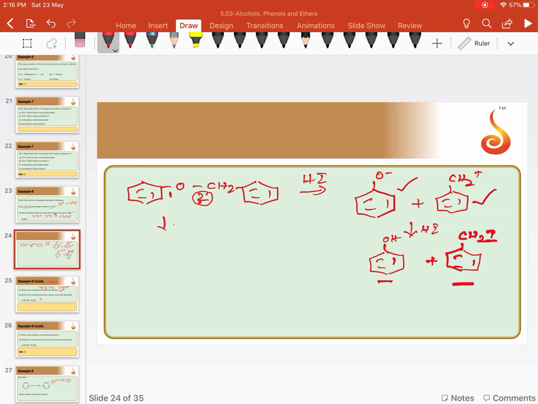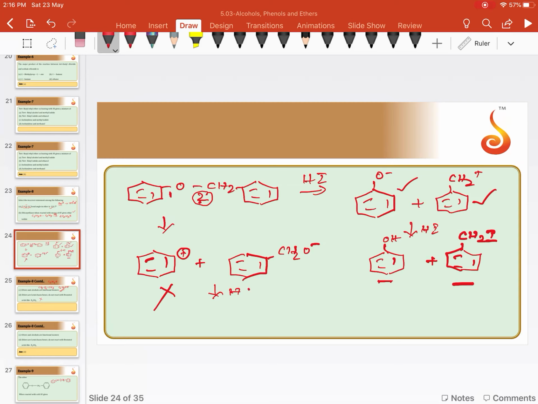Now let us see what happens if bond number 1 is cleaved. If bond number 1 is cleaved, I will get phenyl carbocation and this ion. Phenyl carbocation and this ion. But phenyl carbocation is not stable. So we will not get that.